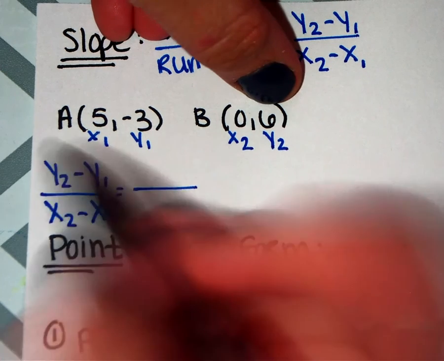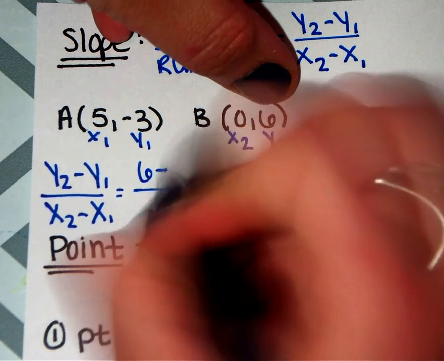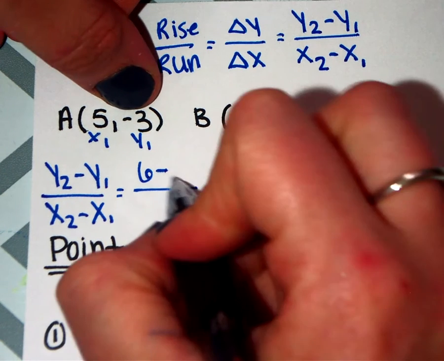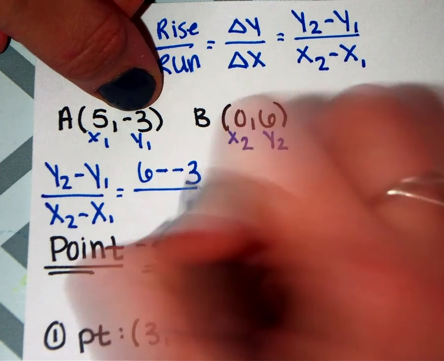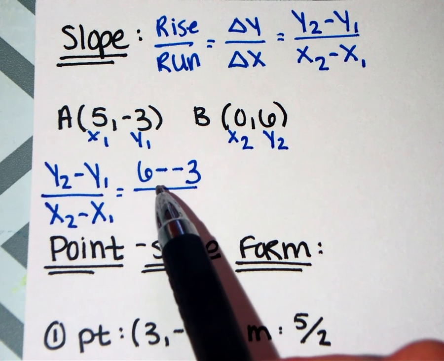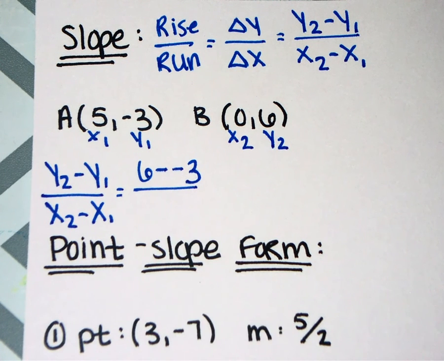The y sub 2 is 6, so we're going to replace y sub 2 with 6. The minus sign is always there. Y sub 1 is negative 3, and just because there's already a negative sign or a minus sign, I still need to put the negative 3. The 3 is negative, so that minus sign is always there. This 3 happened to be negative. I still have to put it.